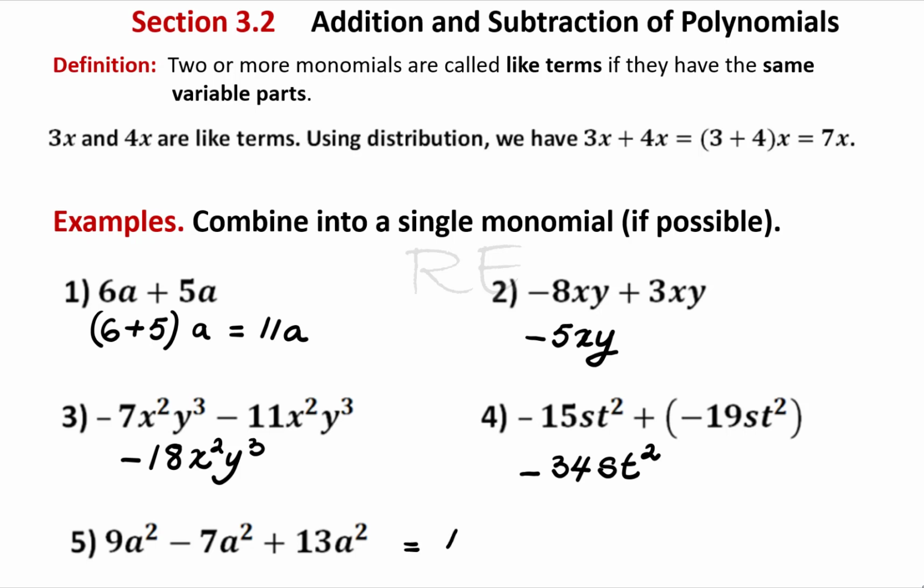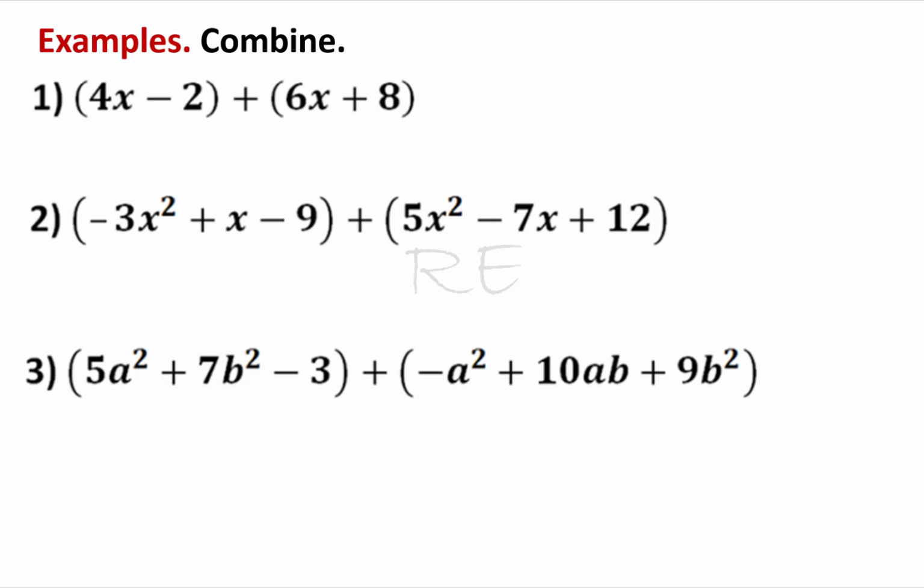9a squared minus 7a squared, 2a squared, plus 13a squared, 15a squared. No sign or a positive sign, we can drop the parentheses. So let's just drop the parentheses. We have 4x minus 2 plus 6x plus 8. 4x plus 6x, 10x. Negative 2 plus 8, positive 6.